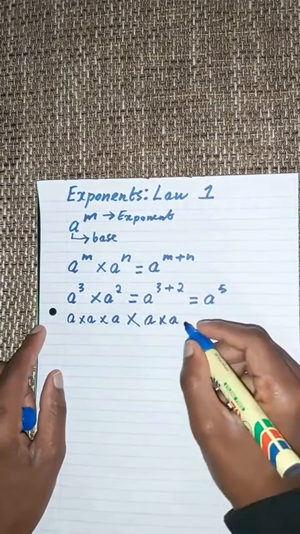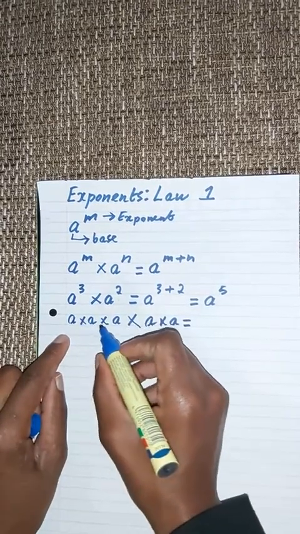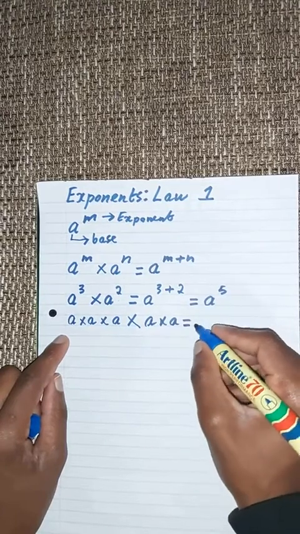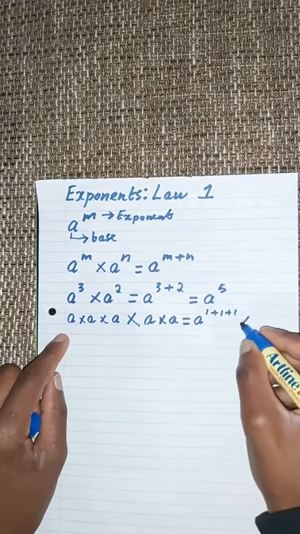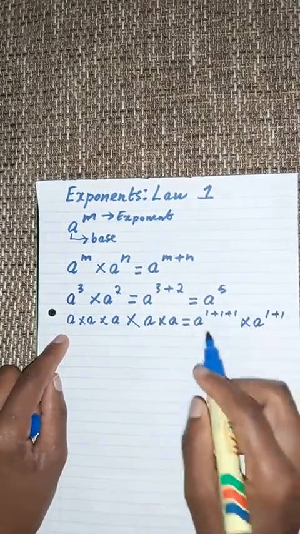All right, and the result will take me back to, this is a to the power of 1, to the power of 1. This is basically me saying a to the power of 1 plus 1 plus 1 times a to the power of 1 plus 1. Why am I saying this?